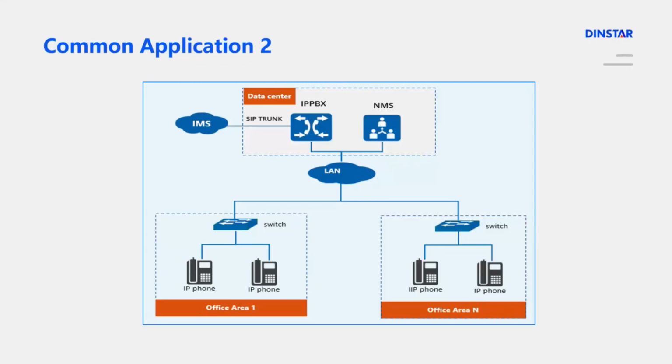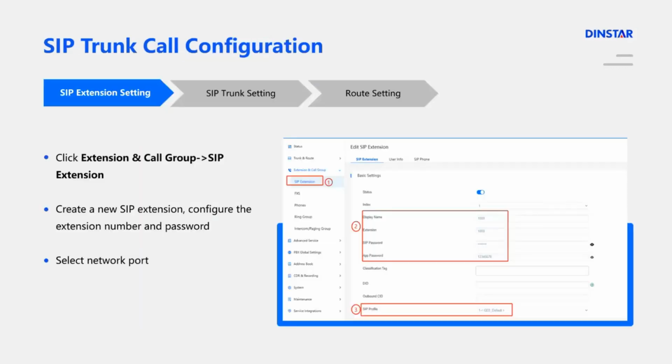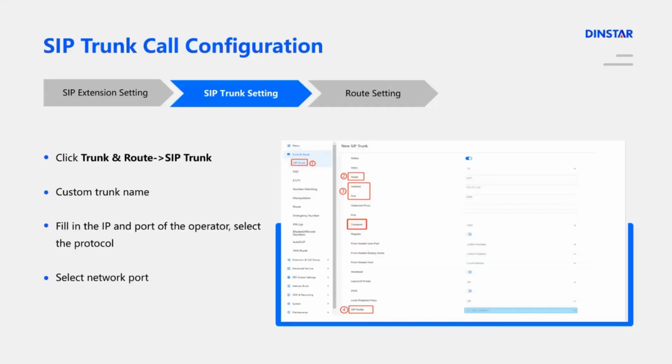Yeah, how to set it. Let's check it. The same step, we have to create the internal extension. And then we set up the SIP trunk to connect to the operator, like the IMS, and name the trunk, and enter the operator's IP address and the port. And we have to choose the SIP profile, which we need to link to the trunk to your external network. Yeah, this is how your system connects to the outside world.